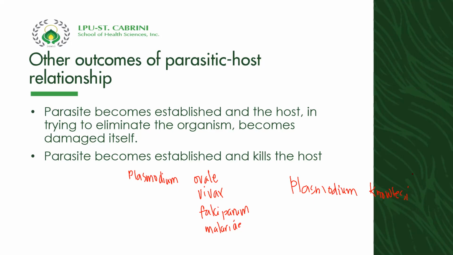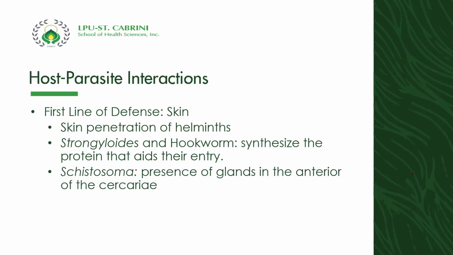Knowlesi. Now, remember that the natural physical barrier to the entry of the parasite into the body constitutes the first line of defense. And our first line of defense, as you will discuss in immunology, is no other than the skin. Helminths, being parasites, have the ability to penetrate the skin, and this skin penetration allows them to invade the human body. Examples are Strongyloides and hookworms.